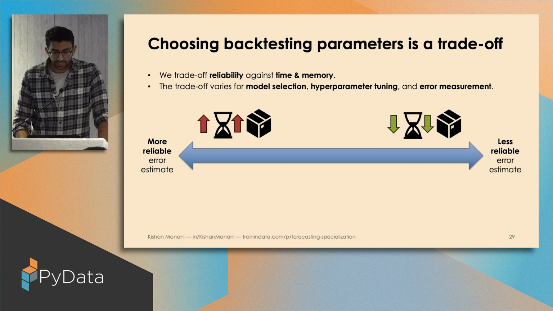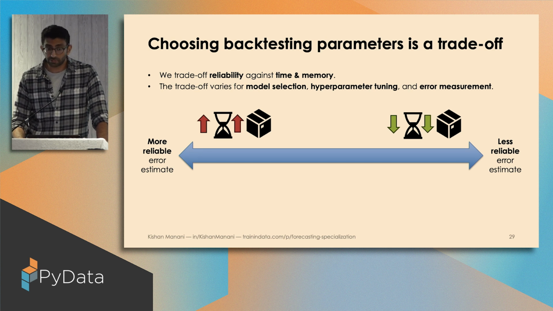So choosing backtesting parameters is therefore a trade-off between how reliable you want your error estimate to be against time and memory. And how much of that trade-off you typically make depends on what you're doing. Are you trying to pick the best forecasting model? Are you doing hyperparameter tuning? Are you trying to measure the forecasting error very accurately for a critical use case? And so depending on these, you'll choose to do something different.